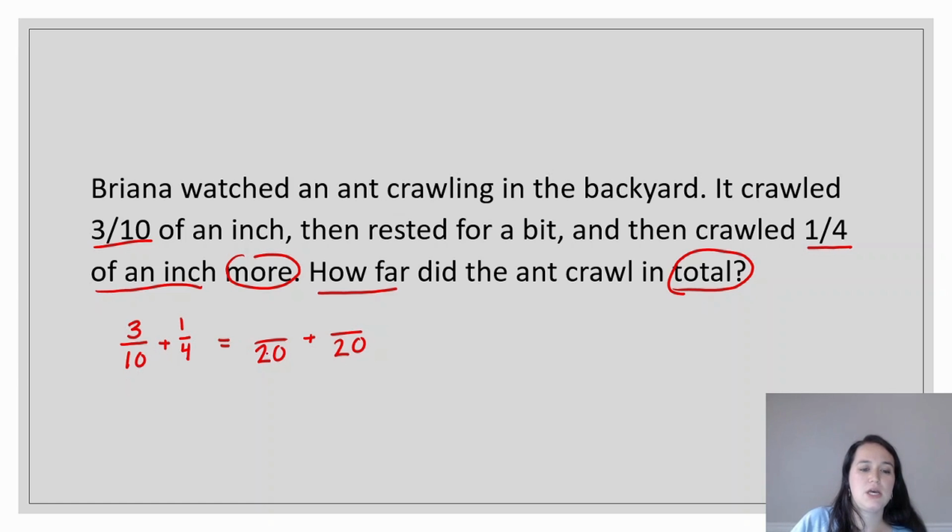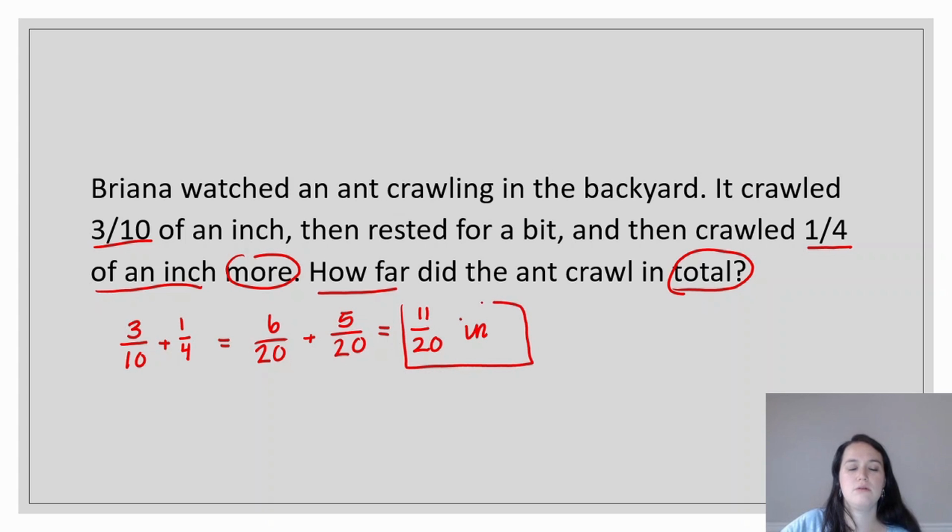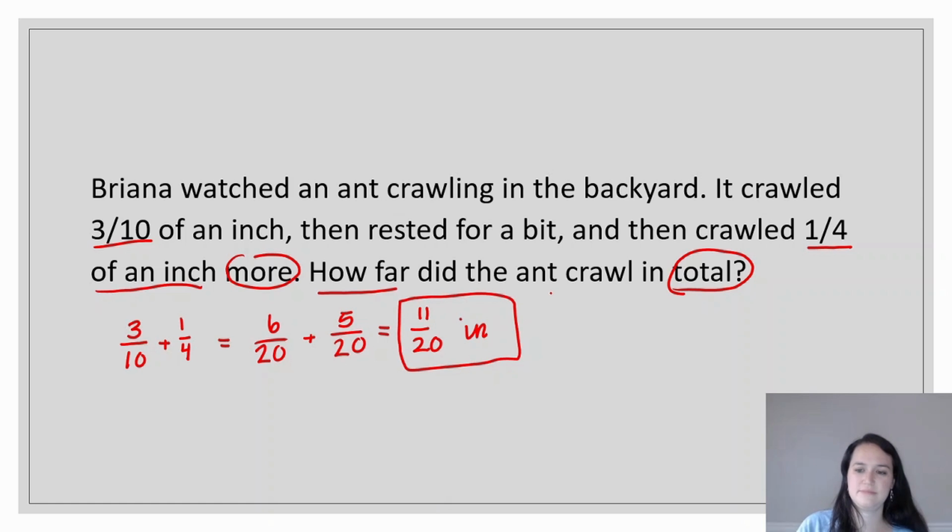So let's see. 10, 2, 2, so it's going to be 6 on top. And then 5 on top there. So we have 11 over 20. And we are talking about inches. So the ant crawled 11/20ths of an inch. Let me fix that box. Okay, because you're talking about total.